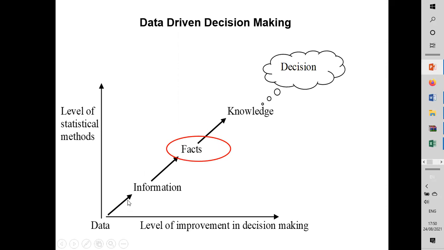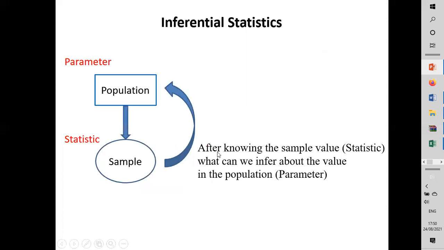So first step, you move to information. We know what's a mean, what's a median, what's the frequency, percentages. Now you go into facts. So that's making inference. From the population, we took a sample. After knowing the sample values of what's a mean, what's a median, what can you say about the population parameter? This is called statistic.